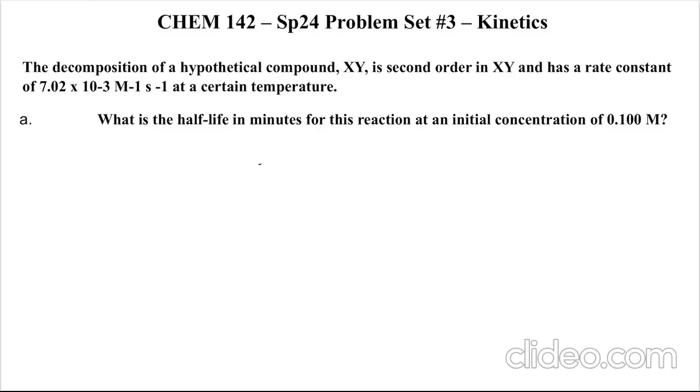So question 5 states that the decomposition of a hypothetical compound, XY, is second order in XY, and has a rate constant of 7.02 times 10 to the negative 3 inverse molar per second at a certain temperature. So, for the sake of better organization, let's underline the rate constant, k. We also know that this reaction is second order, so let's underline that as well. Now with this information in mind, we can go on to analyze question 5a.